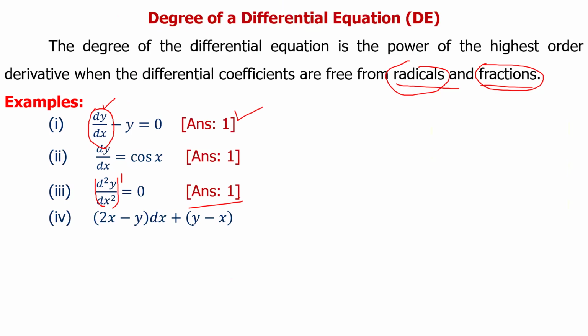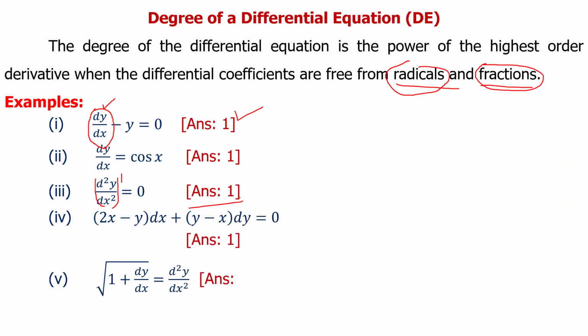Now in the fourth example, degree is 1. Fifth example, now just look here, there is a root sign over here. So we have to remove the root sign. So we have to take a square on both sides. So the square root will be removed and its power will become 2. So the highest order derivative is d2y/dx square and its degree is 2. So the degree of this differential equation is 2.